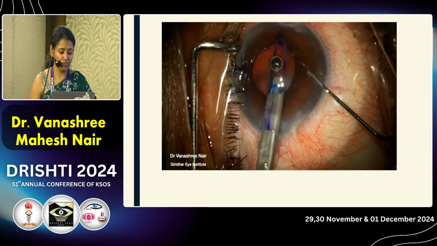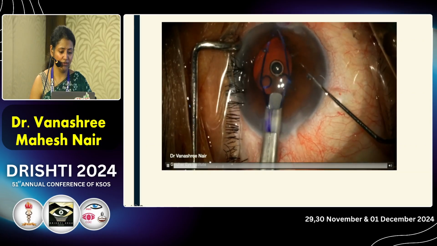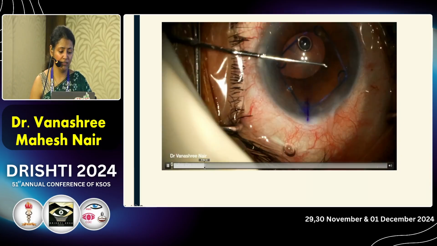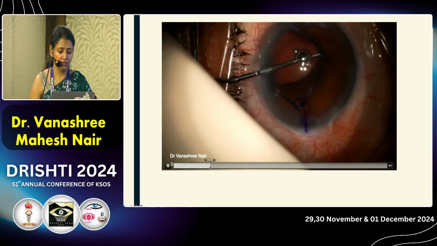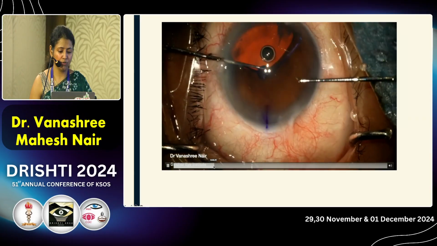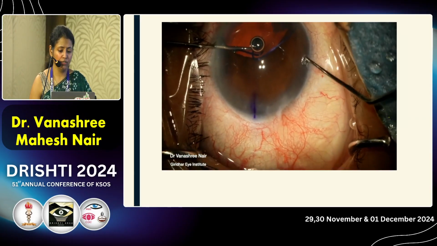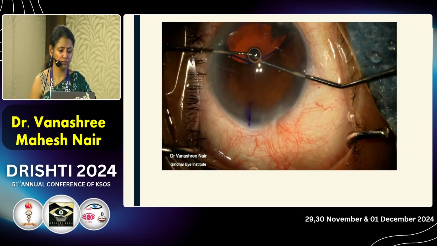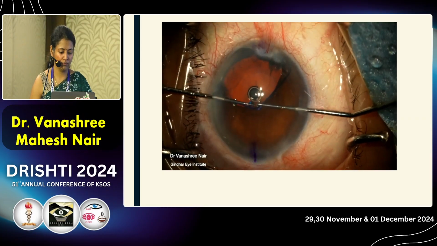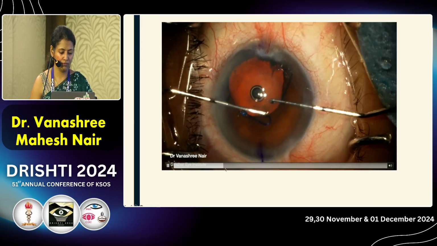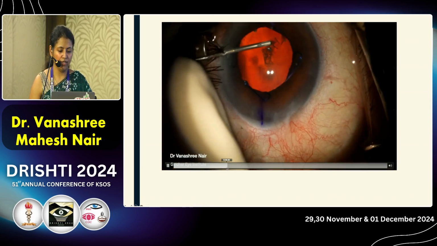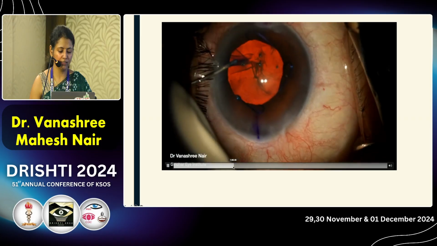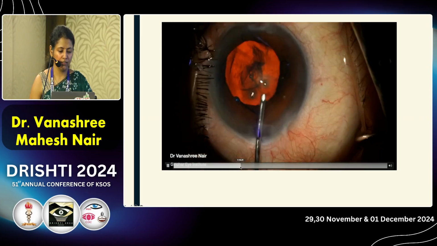I've just demonstrated here how you can use the Malyugin ring to keep the pupil well dilated. You engage all the scrolls into the pupillary margin using the Kuglen hook. And there you have a well-centered opening. We can very comfortably do the rhexis. That's the end of the rhexis.